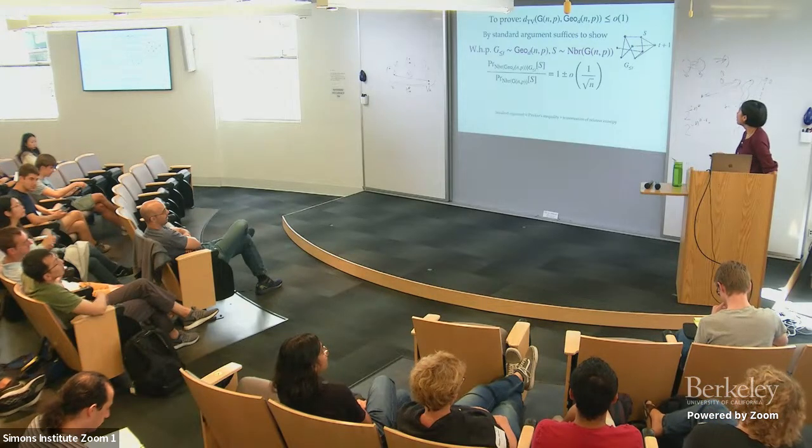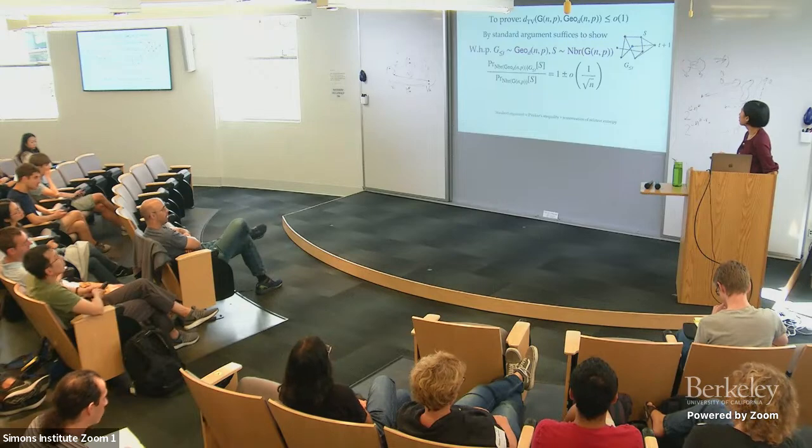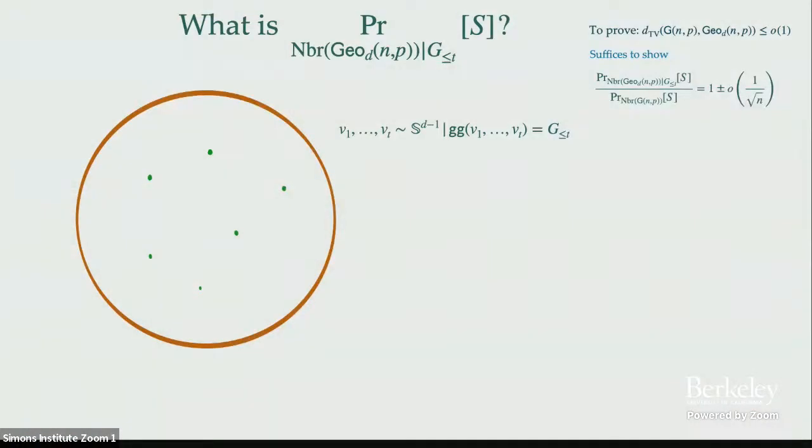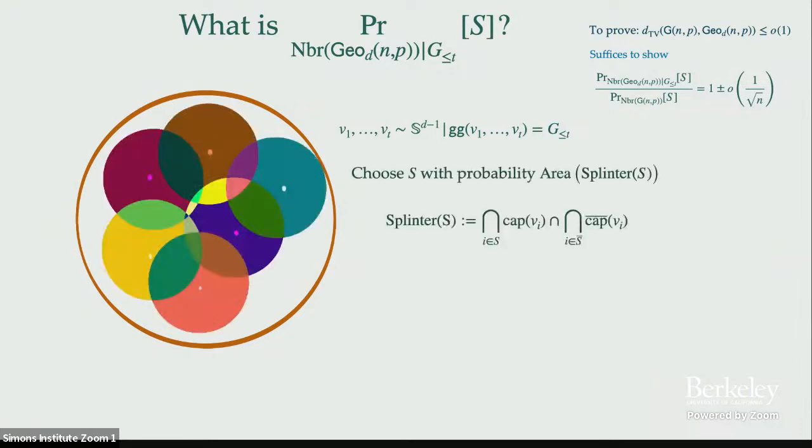So now we have this ratio, and we want to bound it. To understand this ratio, we need to better understand the probability in the numerator: what's the probability of the neighbor set being exactly S in the random geometric model?